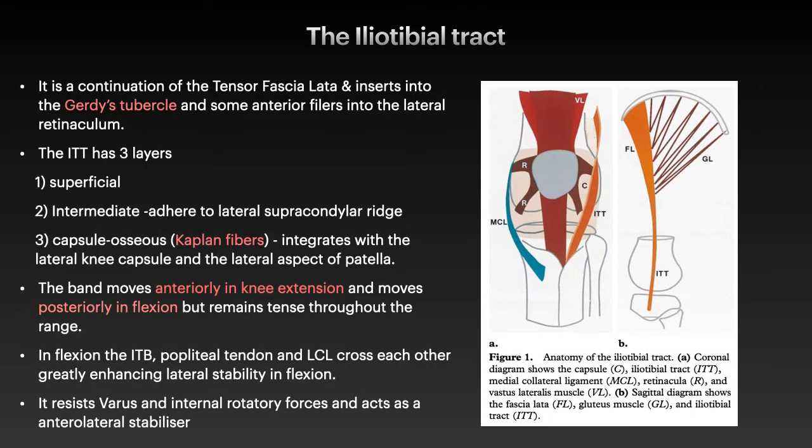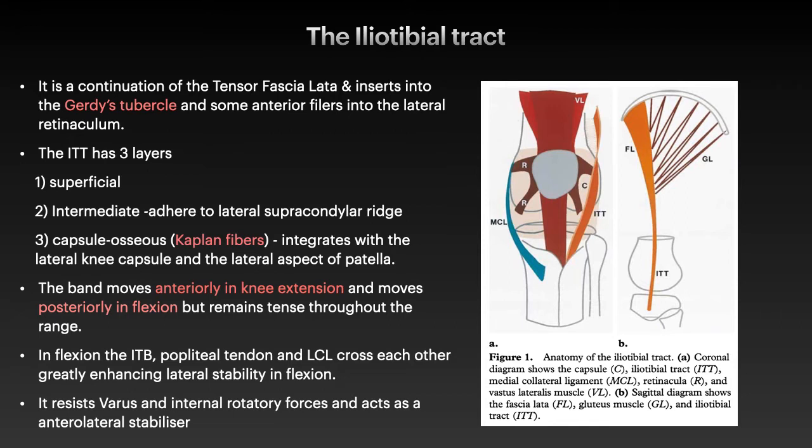The iliotibial tract. It is the continuation of the tensor fascia lata and gets inserted on the Gerdy's tubercle and some part of the lateral retinaculum. It has three layers: the superficial layer, the intermediate layer, which gets attached to the lateral supracondylar ridge, and third, the capsulo-osseous layer or the Kaplan's fibers, which get integrated with the lateral knee capsule and the lateral aspect of the patella.